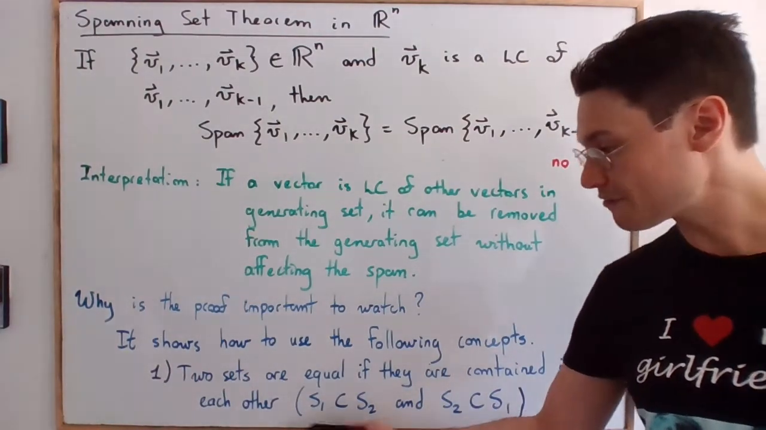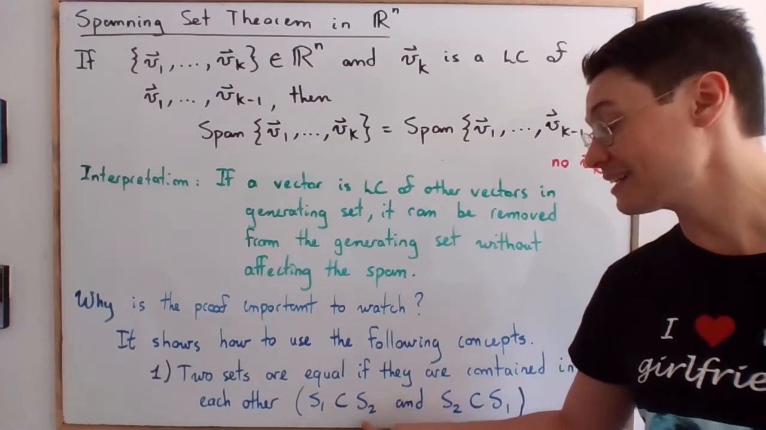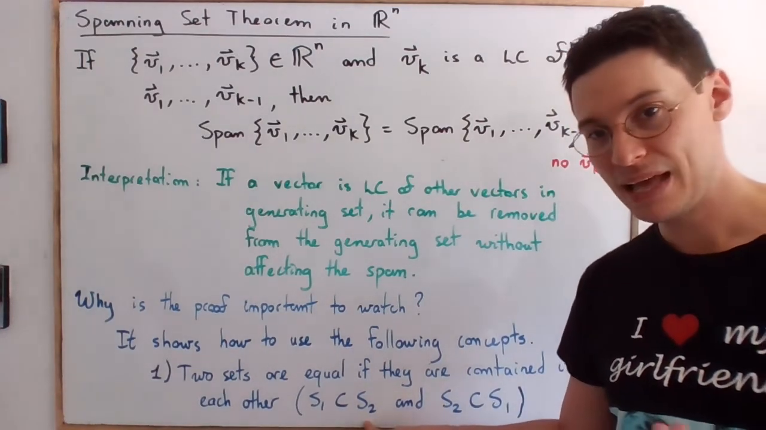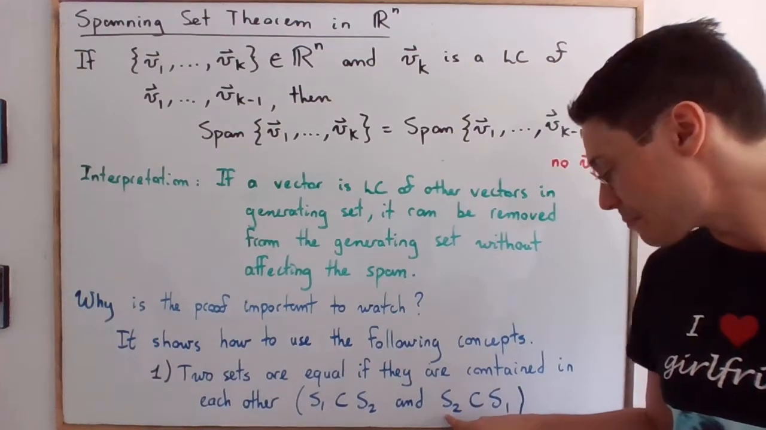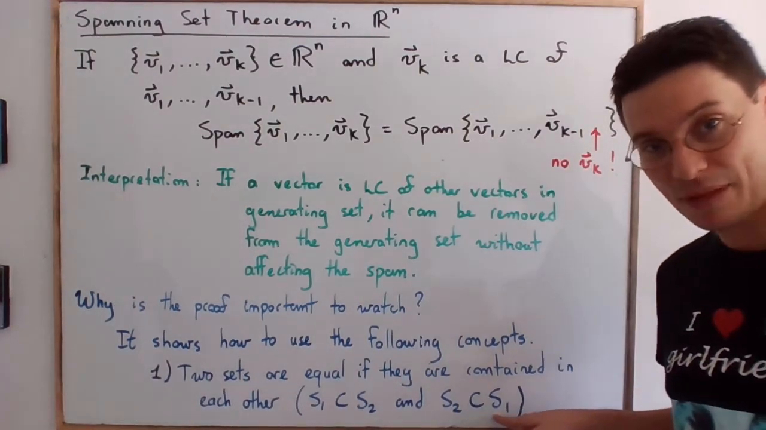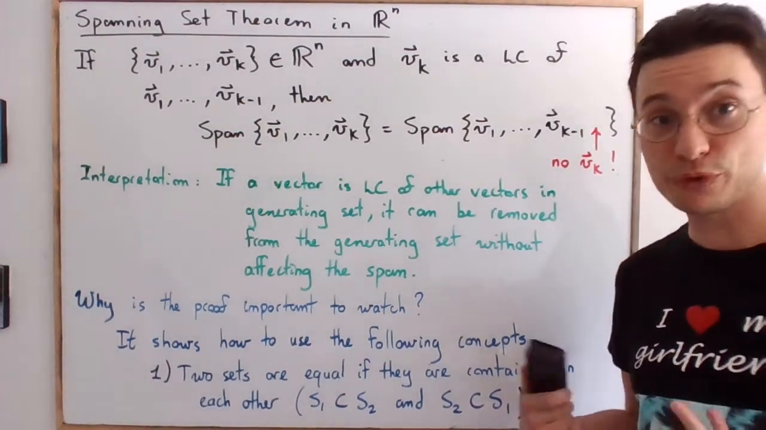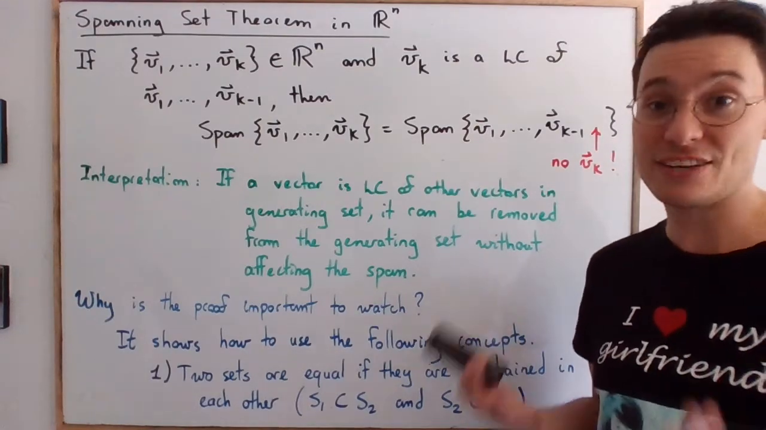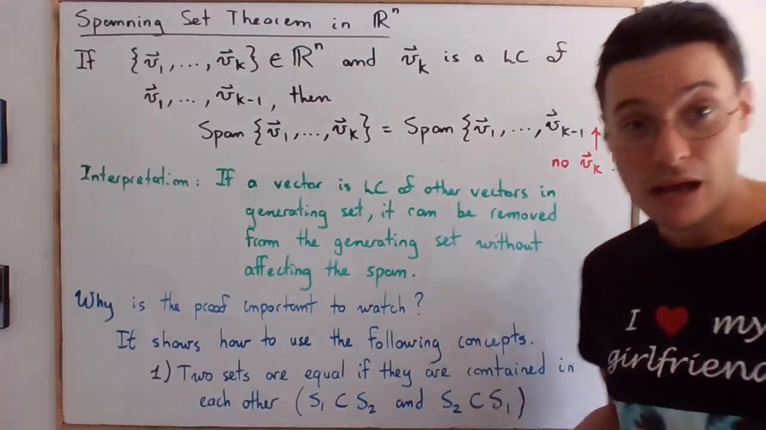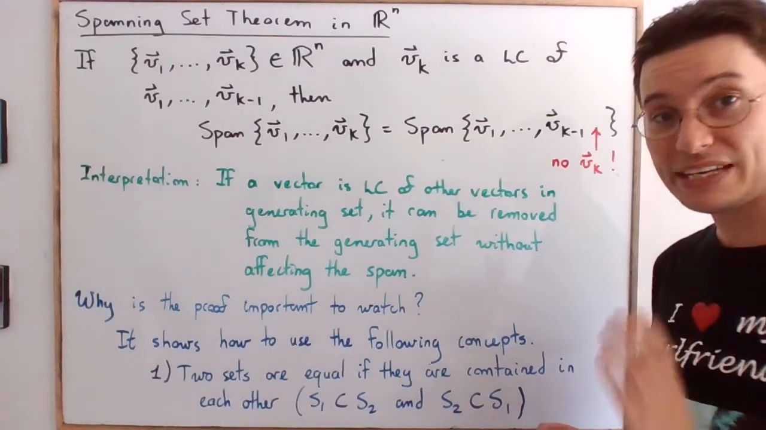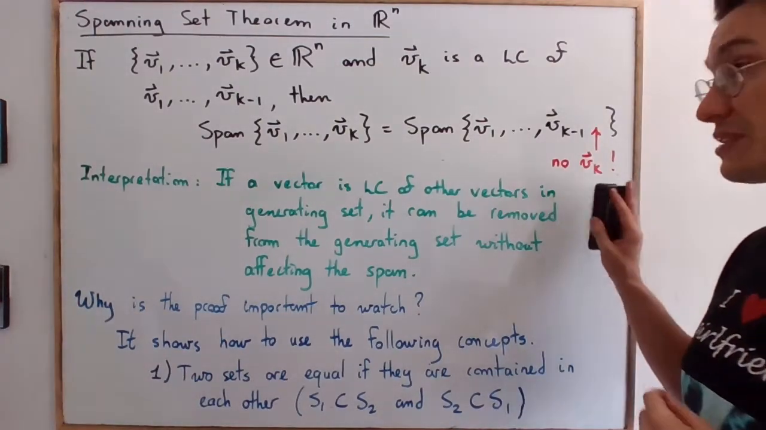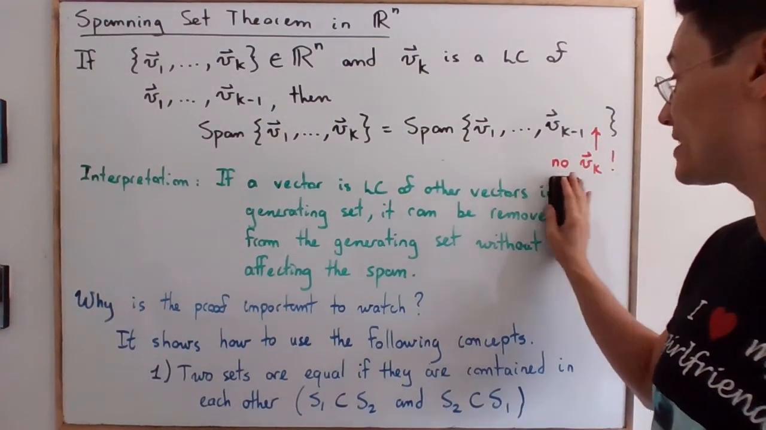In other words, we will first prove that set number 1 is contained in set number 2, and then we will prove that set number 2 is contained in set number 1. Okay, and that will prove that the two sets are actually equal to each other. And there's also another key concept that we will use in the proof that I will write over here. I will erase the green.